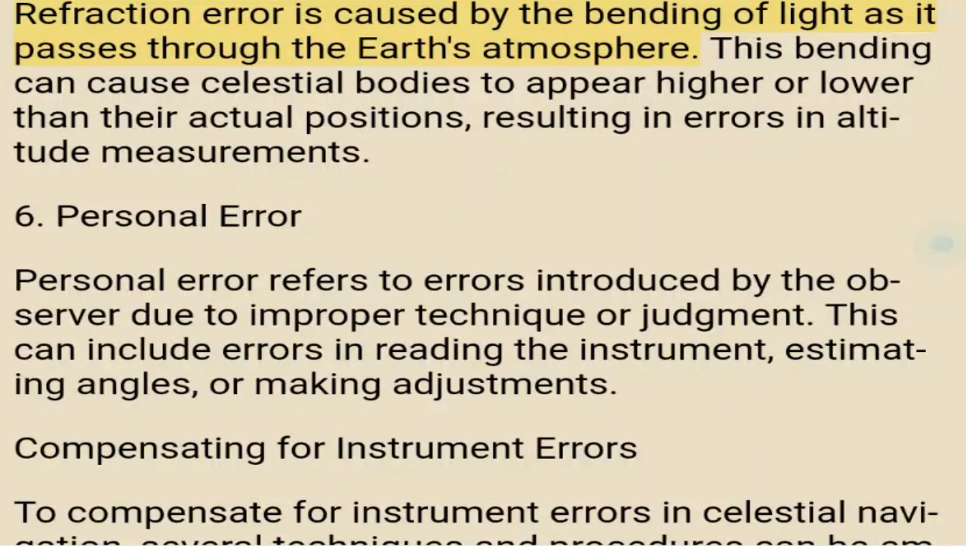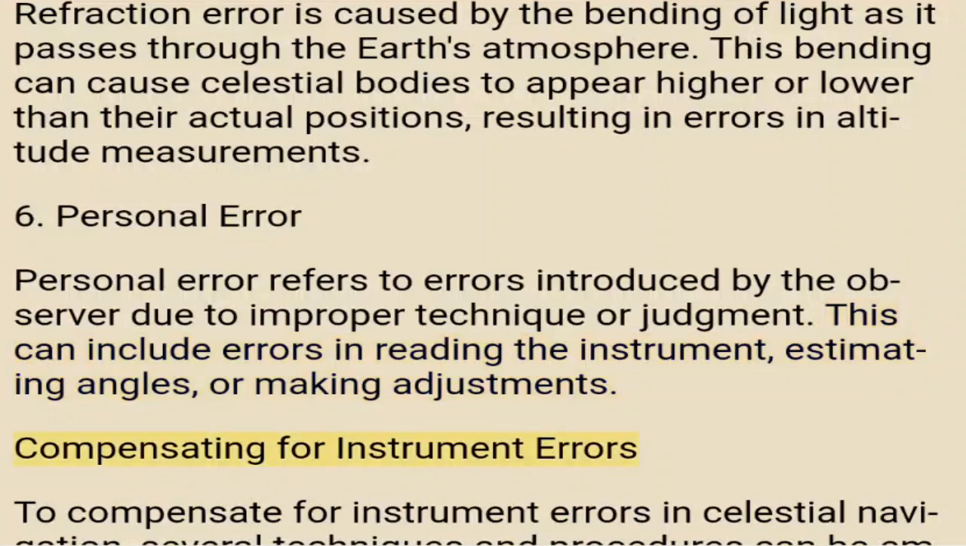5. Refraction error. Refraction error is caused by the bending of light as it passes through the Earth's atmosphere. This bending can cause celestial bodies to appear higher or lower than their actual positions, resulting in errors in altitude measurements. 6. Personal error. Personal error refers to errors introduced by the observer due to improper technique or judgment. This can include errors in reading the instrument, estimating angles, or making adjustments.